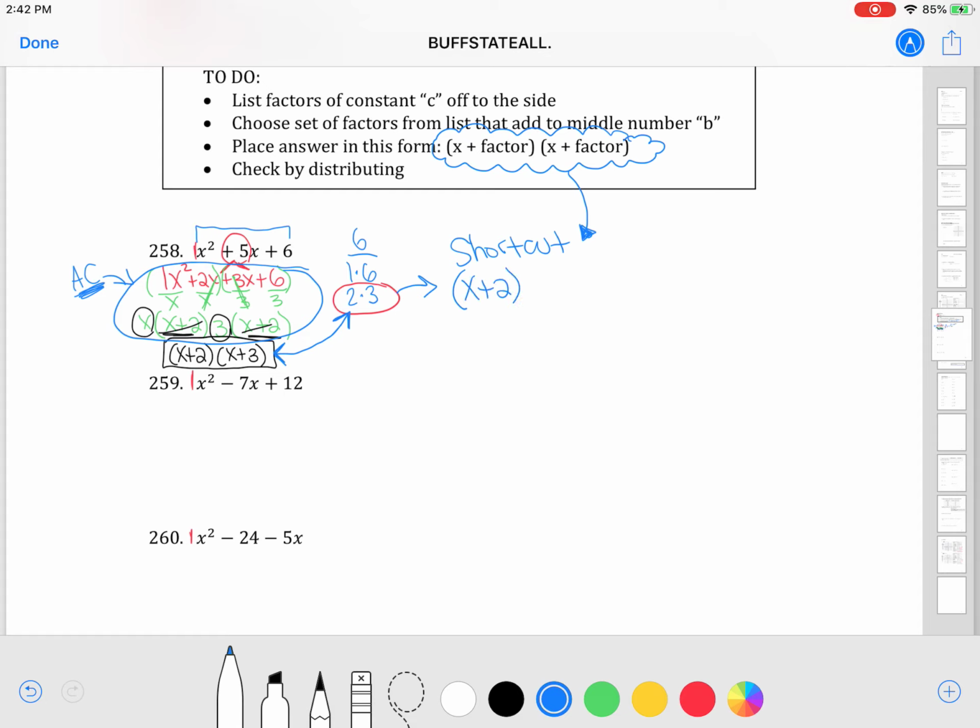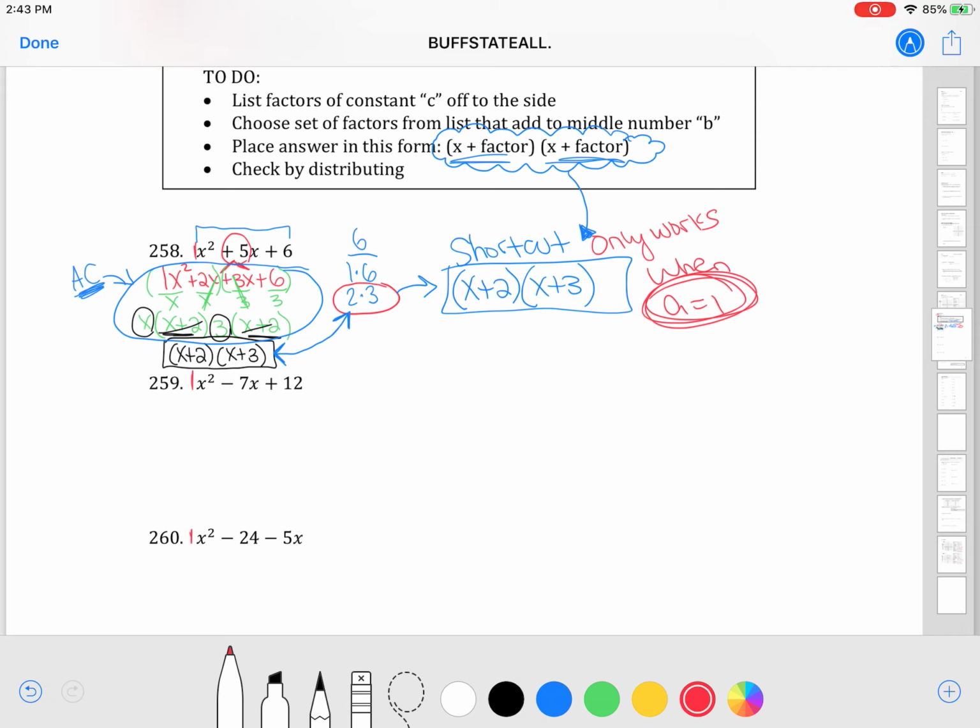X plus your factor, so x plus 2. Then I go up here, x plus your factor, x plus 3. Notice it's the exact same answer. Now why haven't we been doing that all along? This shortcut only works when A is 1.